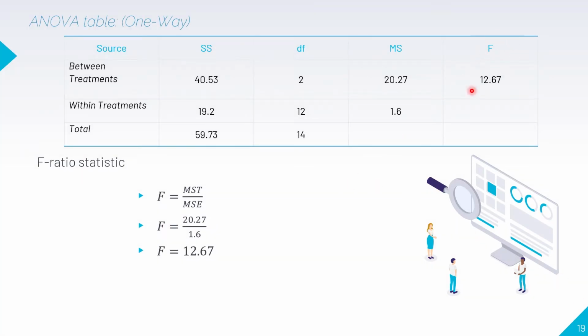Next, let's find our F ratio, or the F ratio statistic. F is equal to MST over MSE. It was mentioned earlier that this is our formula. So F is equal to 20.27 divided by 1.6, because our MST, or the mean square of our treatments, is 20.27, divided by our error, or within the treatments, 1.6. So we have 12.67 as our F ratio.